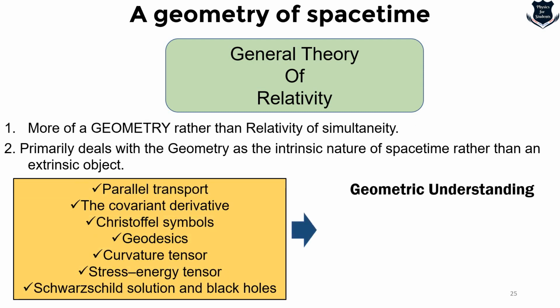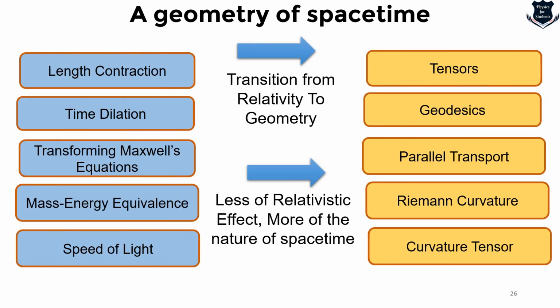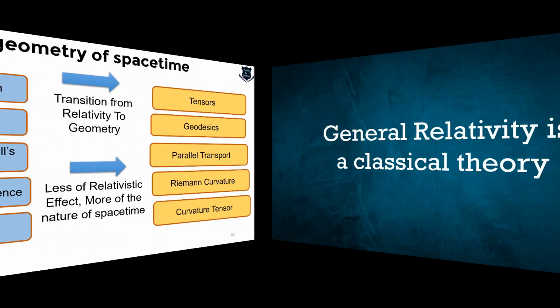the general theory of relativity, with parallel transport, covariant derivative, Christoffel symbols, geodesics. These are more of an understanding of curvature, and that is why it is more intuitive in nature and contains a lot of exotic mathematics. From here we moved from relativity to geometry, all this transferred into tensors, geodesics, parallel transport, etc.